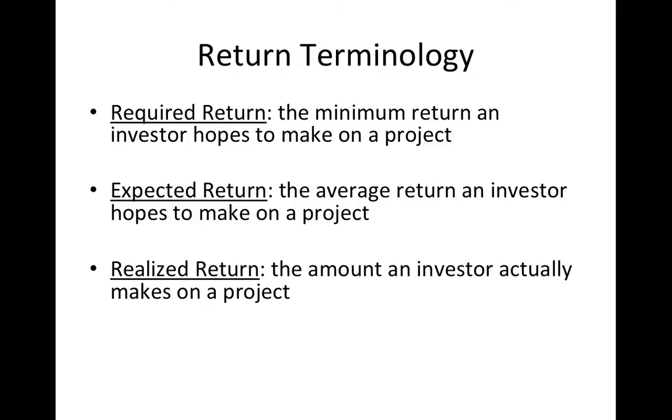Now, up to this point, we've just talked about return as something general. I want to cover off three quick terminology things here. There are really three different kinds of return that we often refer to in finance. One is the required return. That is usually a return from the perspective of an investor, and it is the minimum return that they would hope to make on a project in order to make it worth their while to invest in it. And so if they believed that for any reason it was likely to return less than that, then they probably wouldn't invest in it.